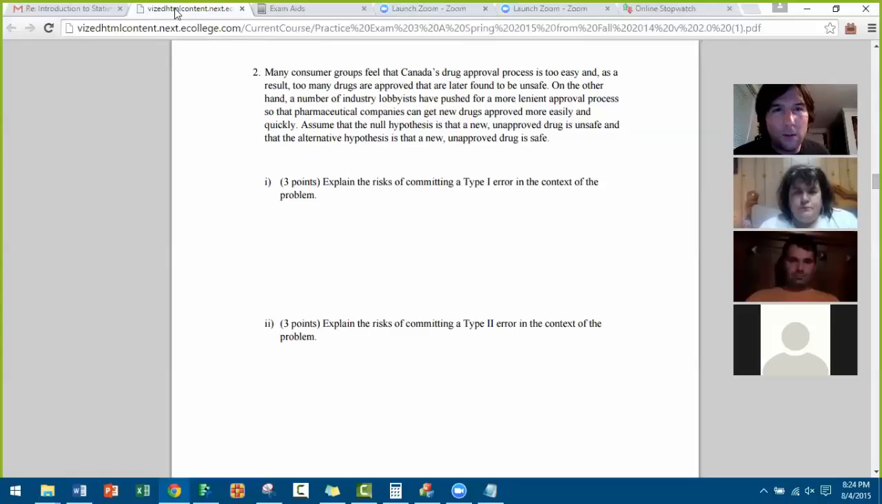Okay, as a result, Canada's drug approval process is too easy, and too many drugs are approved and later found to be unsafe. On the other hand, a number of industry lobbyists have pushed for a more lenient approval process so that pharmaceutical companies can get new drugs approved more easily and quickly. Assume that the null, and this is really the only important part so far, is that a new unapproved drug is unsafe. So we're assuming a drug is unsafe until we have evidence that the drug is safe. That's the important part of this right here.